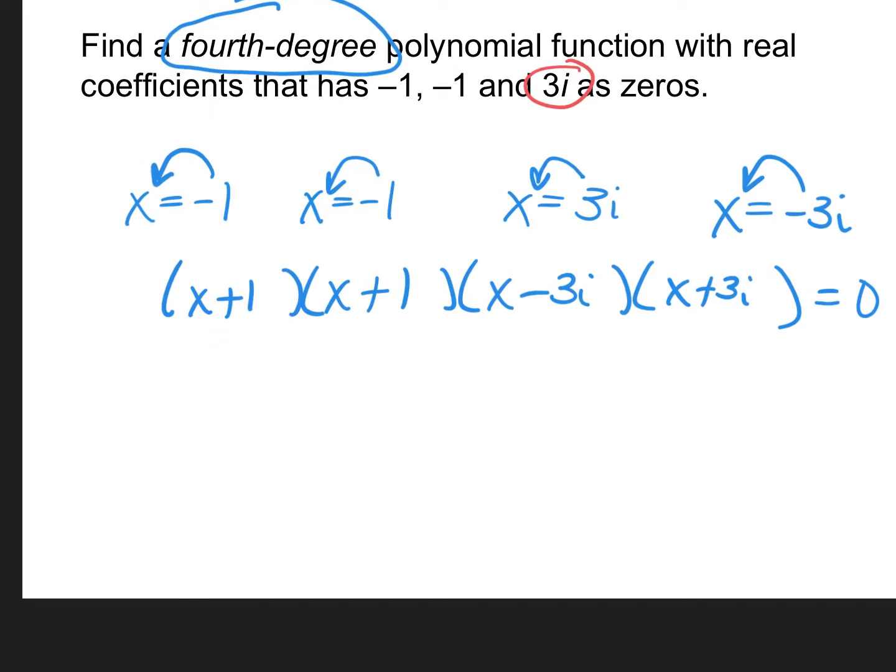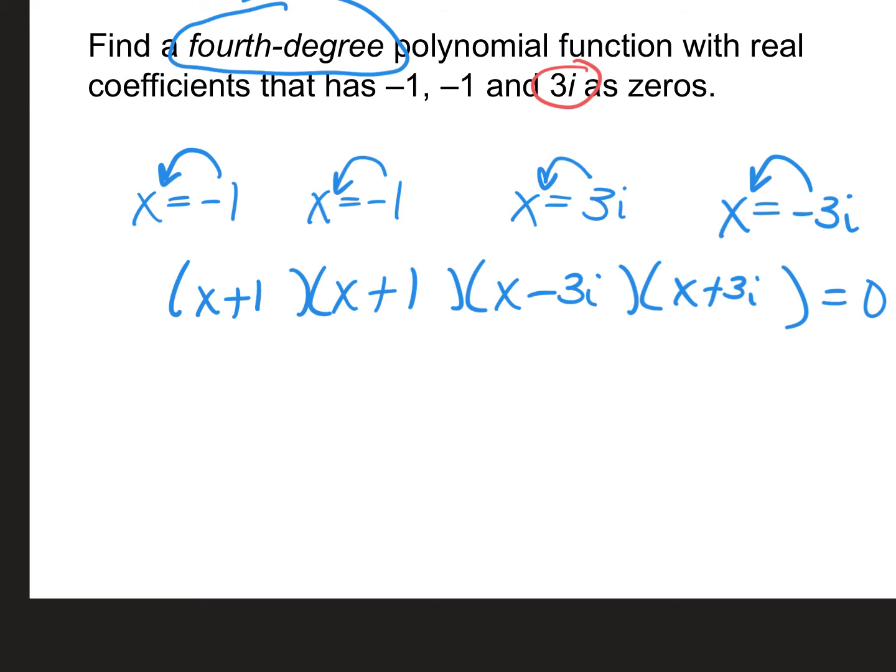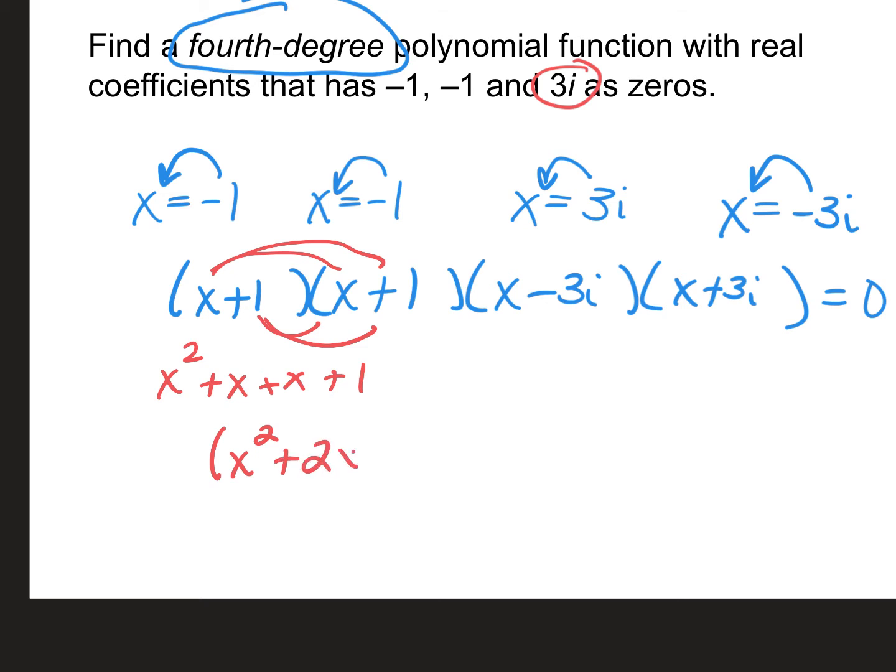Can you FOIL 4 things together at one time? No. So do the first 2. What's x times x? x squared. x times 1, x. 1 times x. And 1 times 1. So if I combine like terms, I have x squared plus 2x plus 1. Everybody agree? All right. This is just very basic, but really easy to make mistakes, so make sure you're paying attention. Now I'm going to do the second 2.